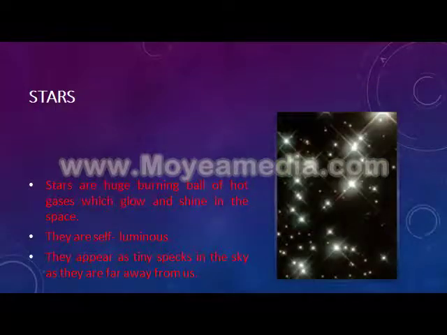Now, let us try to understand these celestial bodies one by one. And the first one is stars. Stars are self-luminous bodies which have their own heat and light. Stars are made up of hot burning gases. They are the largest celestial bodies known in space.